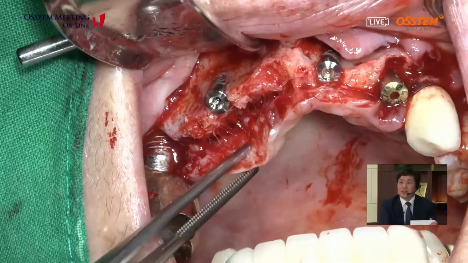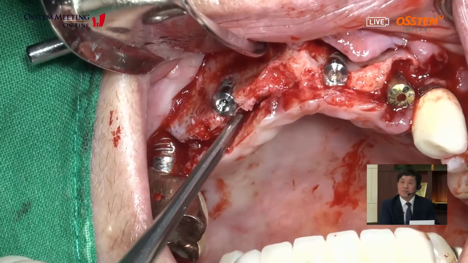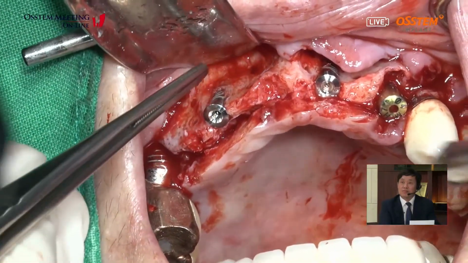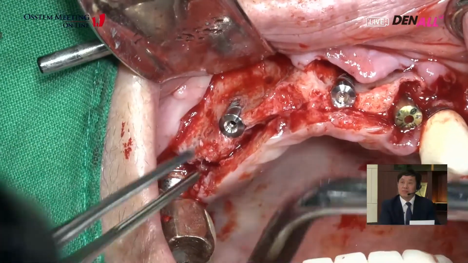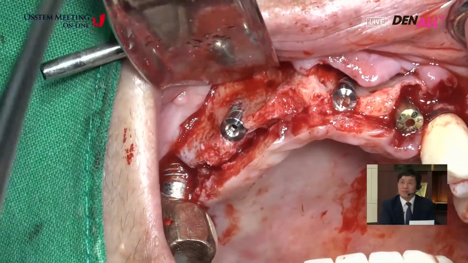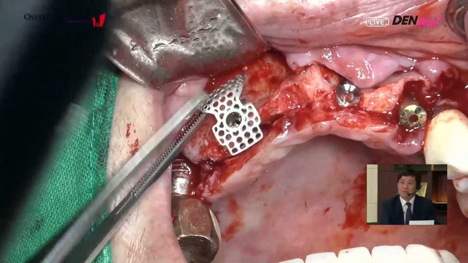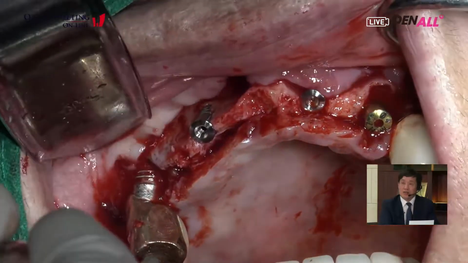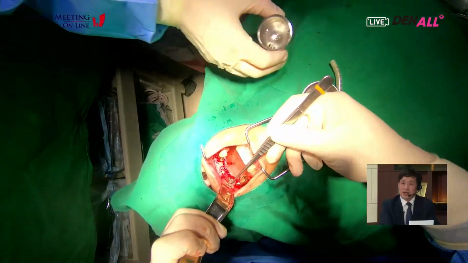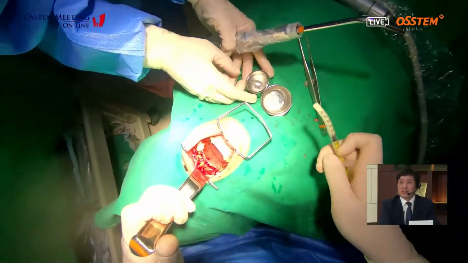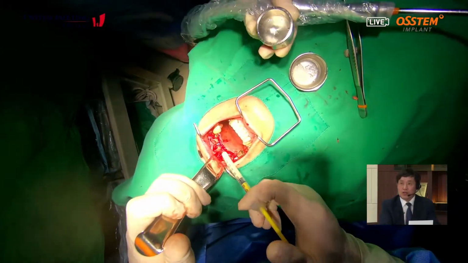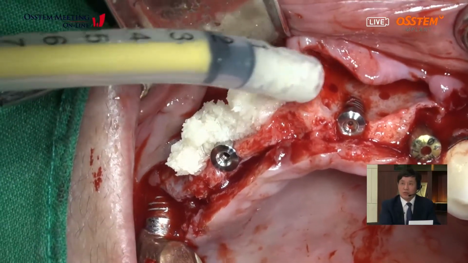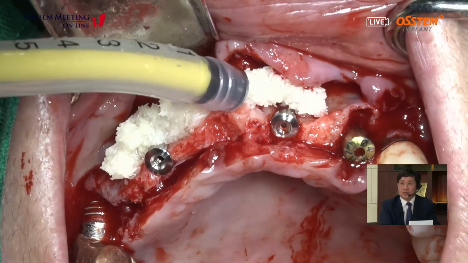In the right canine area, the palatal bone also resorbed. So I will regenerate. I will augment both the palatal and buccal side. Yeah. So I will use this 3-wall augmentation type Ossbuilder. Yes, adaptation. Usually the Ossbuilder has 3 kinds, and he will do the Ossbuilder on the buccal side, labial side, also with the palatal side.